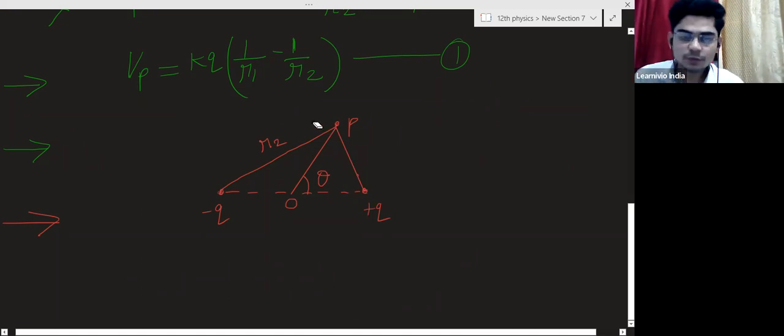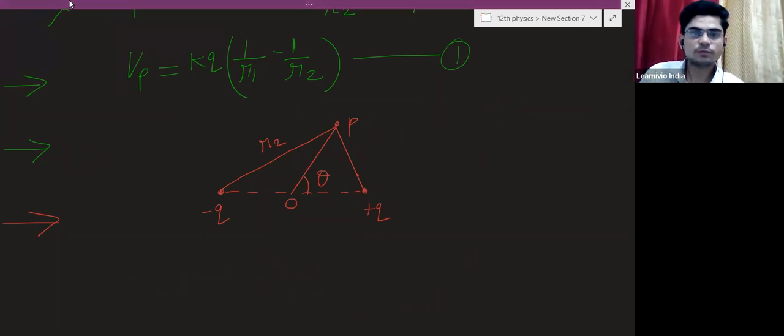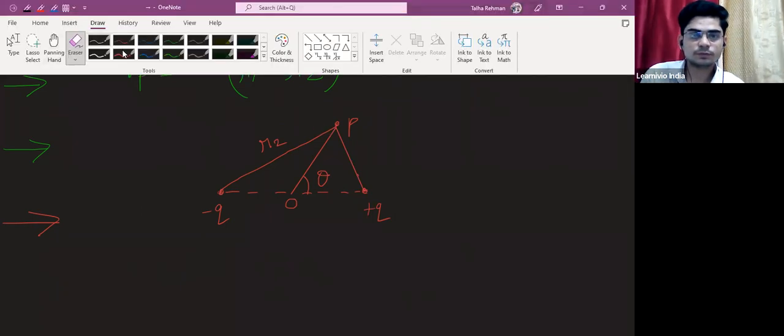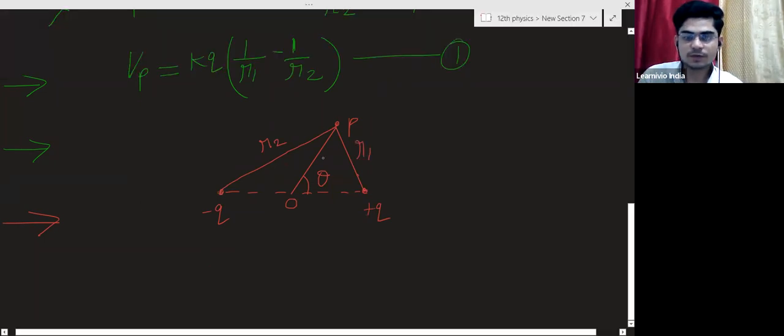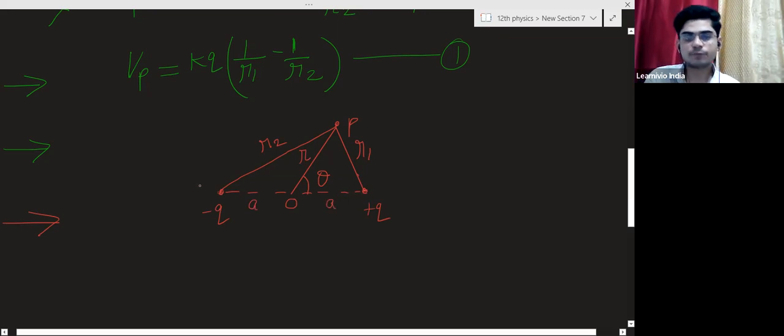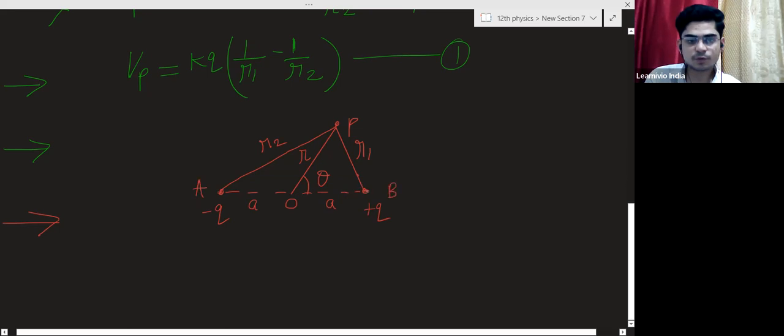Okay. So what we will do now, this is R1 and this is R and this is A and this is A. We will draw a perpendicular from this point. This was the point A and this was the point B. We will draw a perpendicular from this point B to this OP.